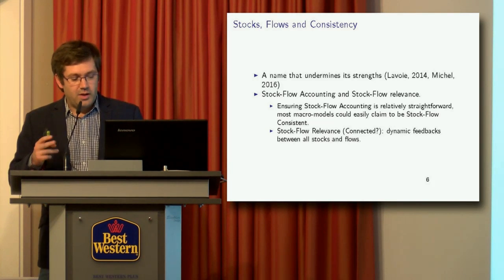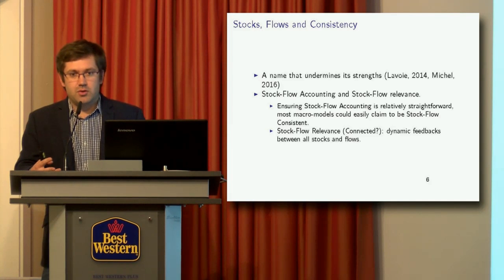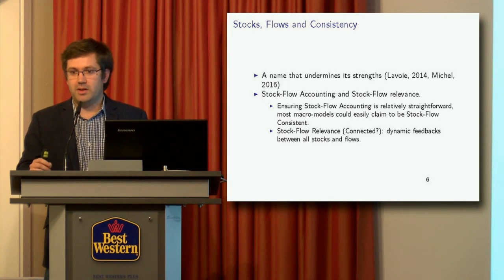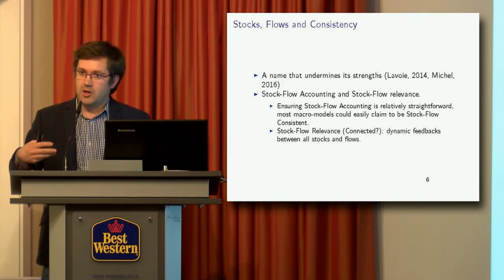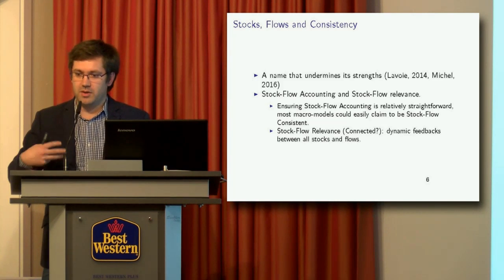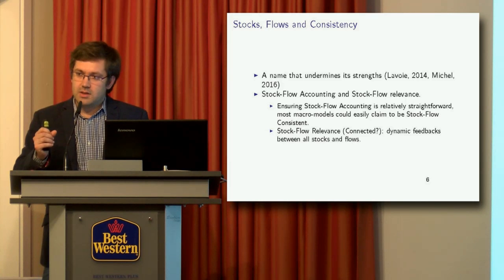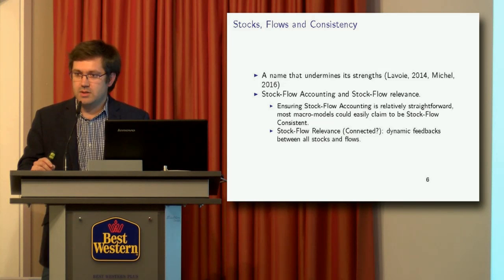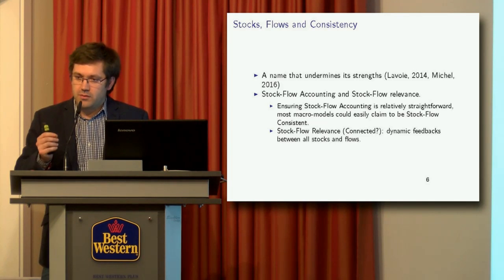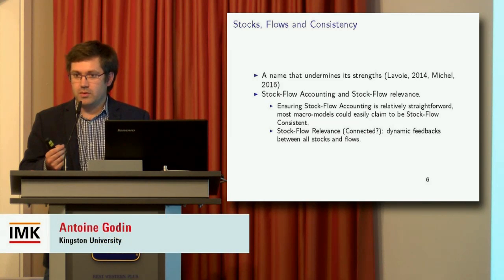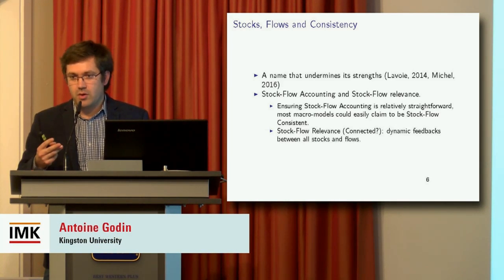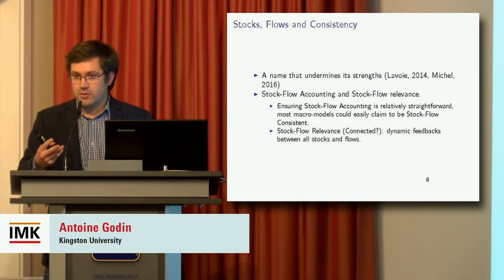Because while it's quite easy to ensure stock flow accounting, making sure that all the flows have an origin and a destination and that all the stocks are the results of all the flows coming in and going out, and rightly many papers and many models could claim to be stock flow consistent, the stock flow relevance or the stock flow connection is much more important. The fact that you cannot have a stock growing forever without having a response to that.